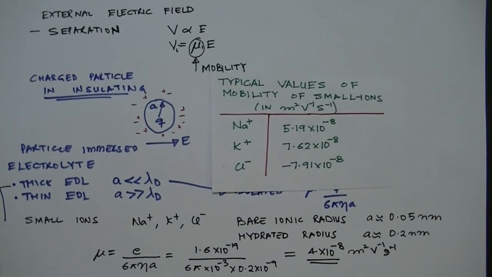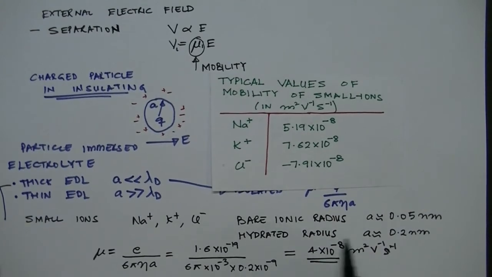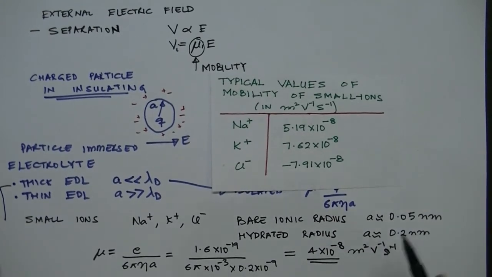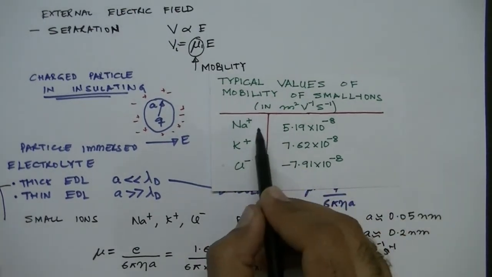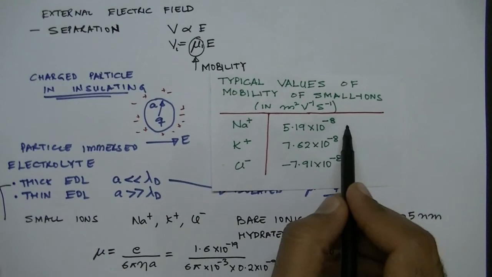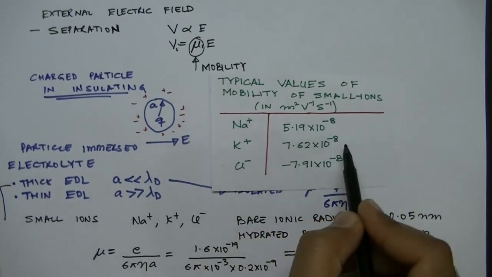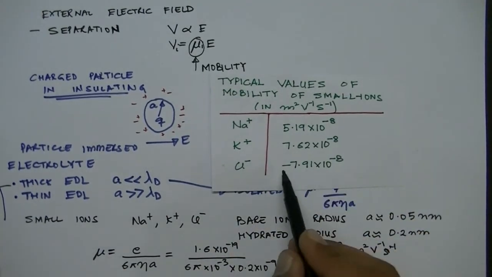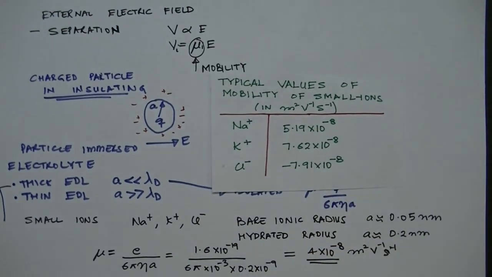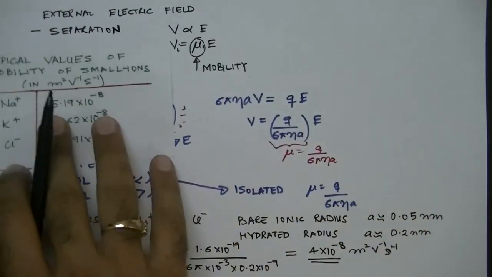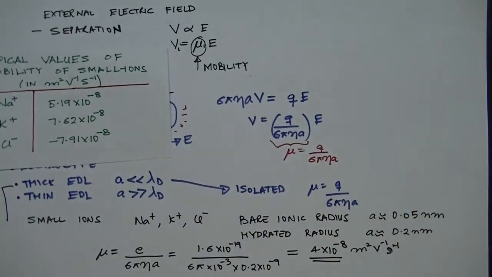So what we have obtained from the model is 4 into 10 to the power minus 8 in SI units. The measured value of sodium mobility is 5 into 10 to the power minus 8, potassium is 7 into 10 to the power minus 8, and chloride is minus 7.9 into 10 to the power minus 8. So at least till an order of magnitude, this relation gives a pretty good estimation of the mobility.